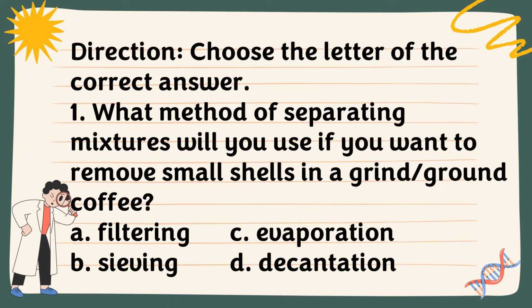Directions. Choose the letter of the correct answer. Number 1, what method of separating mixture will you use if you want to remove small shells in a grind or ground coffee? A. Filtering, B. Sieving, C. Evaporation, or D. Decantation. The correct answer is letter B. Sieving.